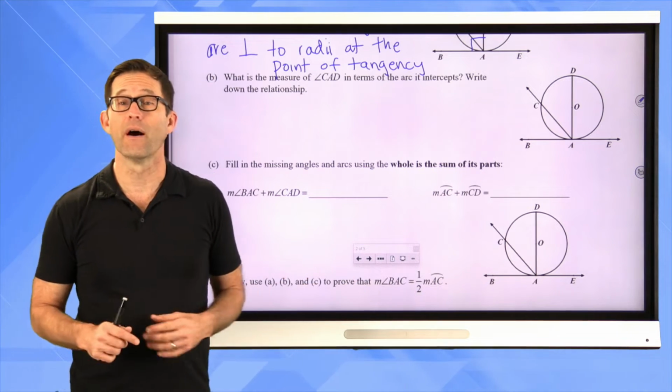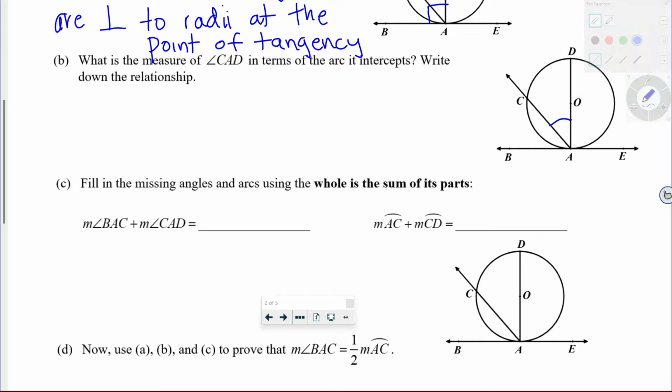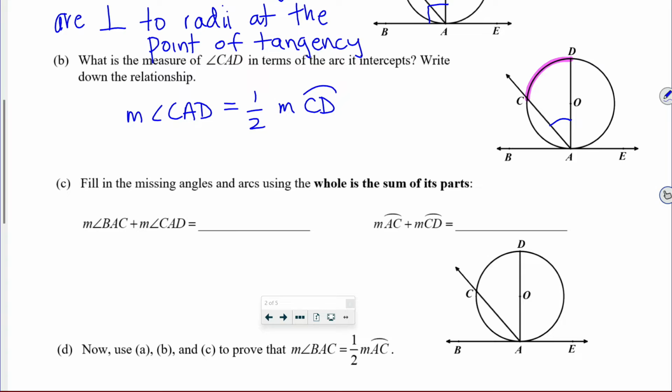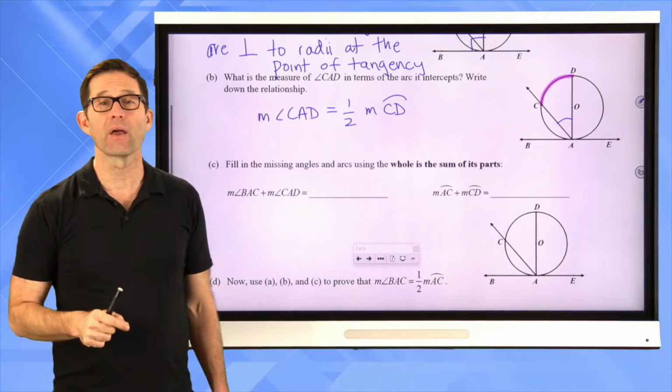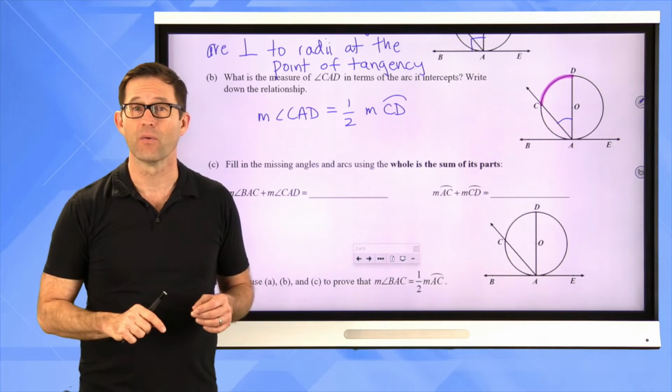Well, it's simple enough, right? The measure of angle CAD, which is this, is going to be 1/2 of the measure of the arc that it intercepts. We know that the measure of angle CAD is going to be 1/2 the measure of arc CD. And we proved that, right? That's the inscribed angle theorem in a circle. We proved that a few lessons ago.